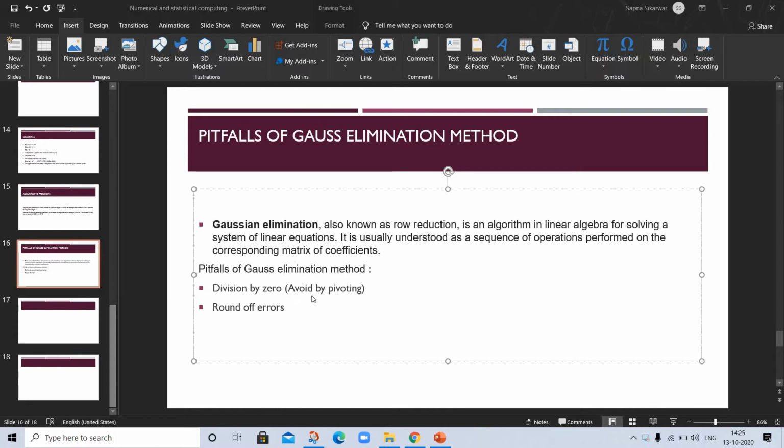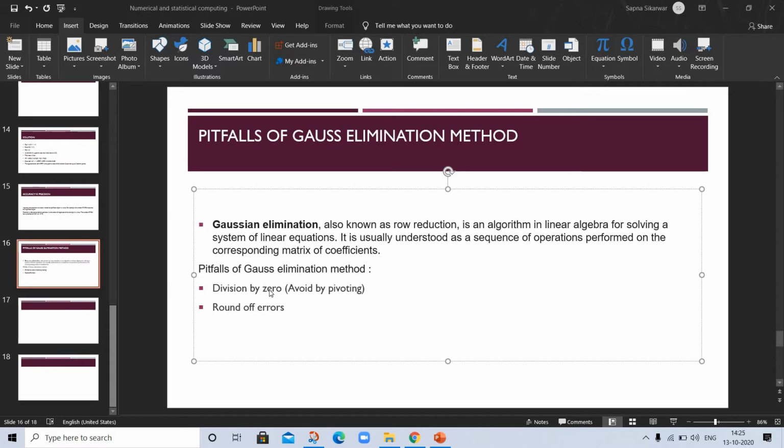Pitfalls of Gauss elimination method. Here are division by zero and round off error. The pitfalls of Gauss elimination method: it is possible that division by zero may occur during forward elimination steps.